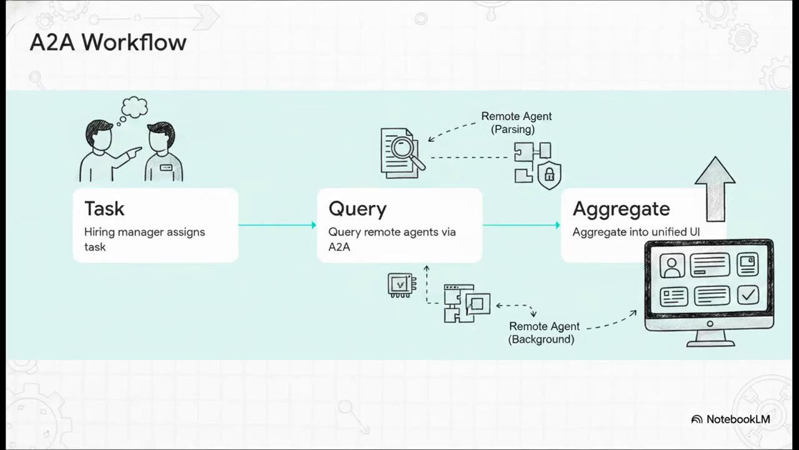Let's look at a practical A2A workflow to make this concrete. Imagine an HR agent tasked by a hiring manager to find senior engineering candidates. Using A2A's capability discovery, this HR agent can securely pass subtasks to specialized remote agents. Maybe one agent built entirely by a different vendor that specifically parses resumes, and another that checks background databases. The primary agent collects all those artifacts and presents them to the human in a unified UI. It's a completely modular, interoperable agent ecosystem in action.